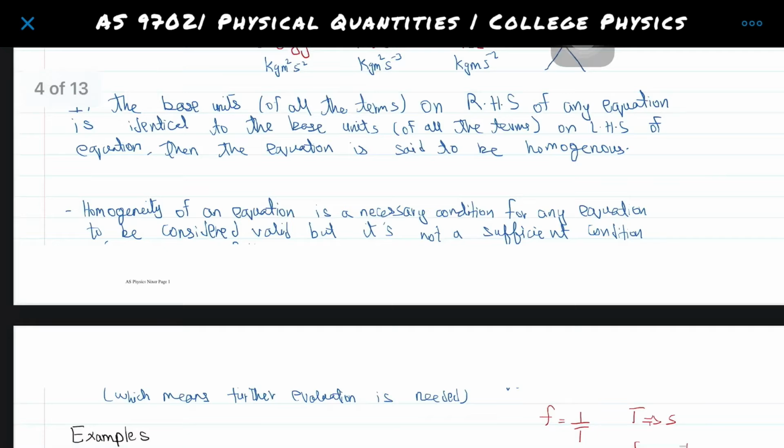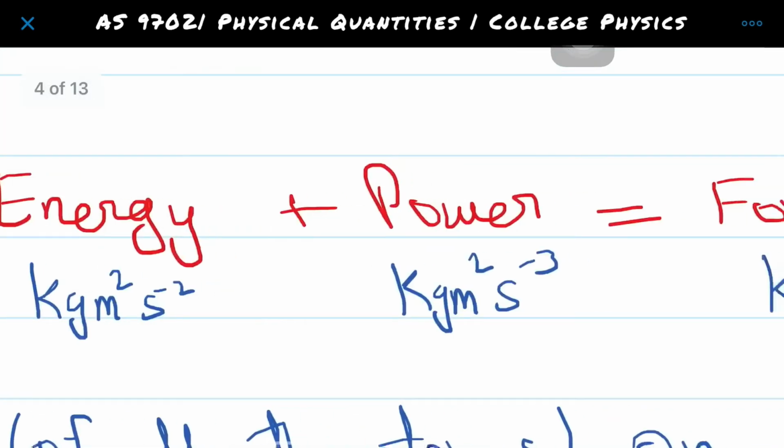Similarly, when we've been given energy plus power is equal to force, we know that the base units of energy are kg m² s^-2 and the base units of power are kg m² s^-3. These base units collectively are not identical to the base units of force, which are kg m s^-2. Therefore, this equation will not be considered homogeneous. Therefore, both of the equations we've been given here are not homogeneous and not valid.